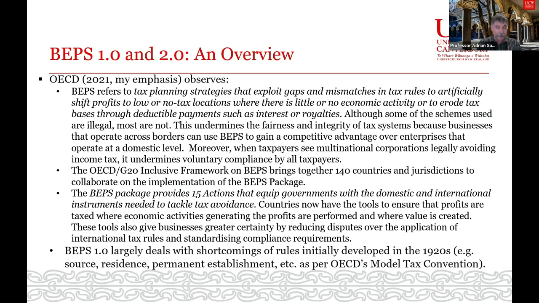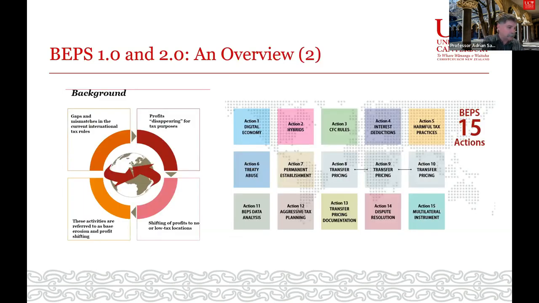So BEPS 1.0, as it's now been labelled, is primarily focused with dealing with the shortcomings of rules that were really developed in the 1920s, that is, rules that are well known to us, like source, residence, permanent establishment, etc. Basically, a lot of the key concepts that we see in the OECD's model tax convention. So in a way, it's recognizing that the world has changed and moved on a lot from where it was in the 1920s.